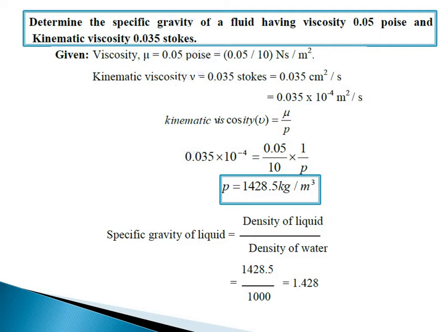So the specific gravity of the liquid is 1.428. What is the unit for specific gravity? It is unitless because it is the ratio of two densities. So the output should be given as a unitless quantity. Okay.